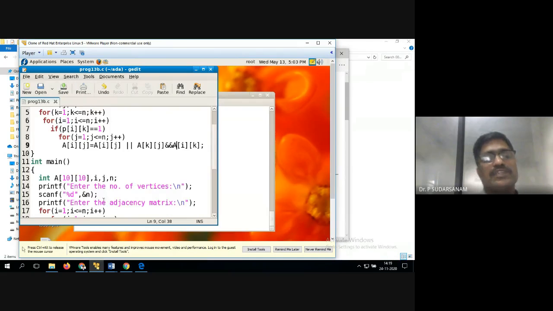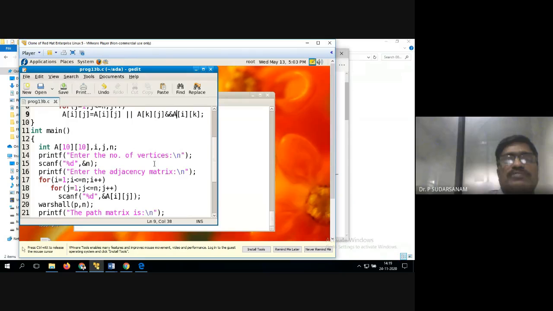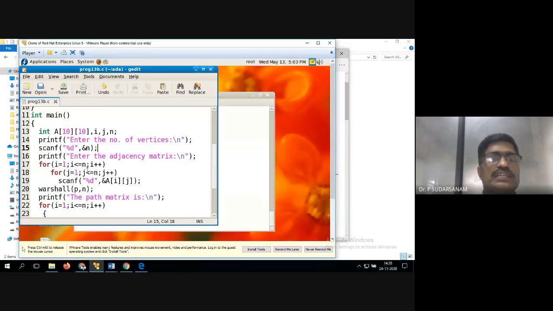Right. So now enter the number of vertices. Same thing. How to take the matrix, no need to say once again. Enter the adjacency matrix. i is equal to 1, i less than or equal to n, i plus plus, j is equal to 1 to n, do scan of this one. Because we are entering zeros and ones only, no problem, no need to do anything. And call the function Warshall's algorithm. Once you call, finally you have to print the matrix.